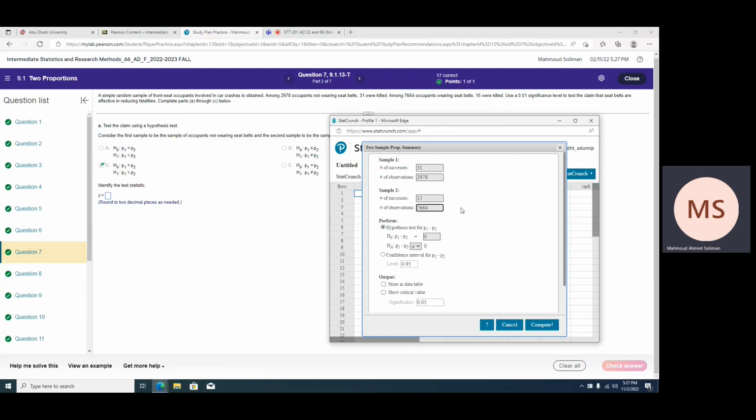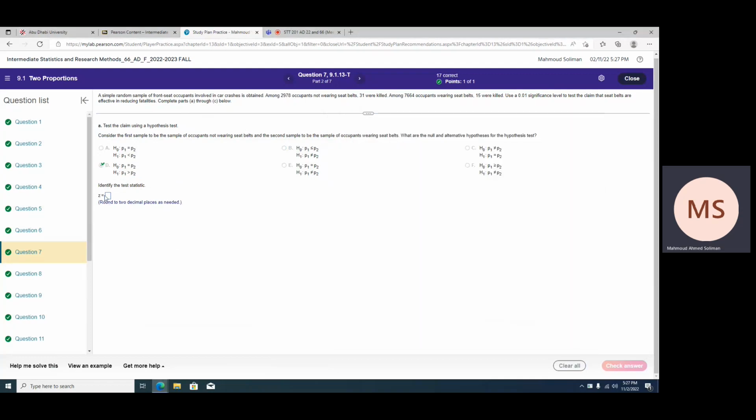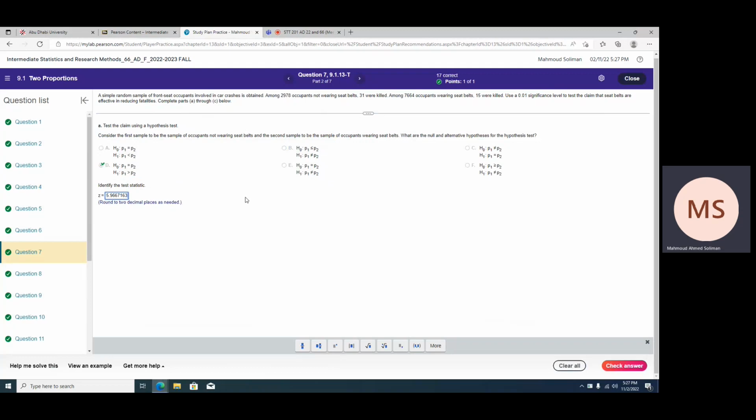Okay, next. We'll change the symbol to more than. And then we'll compute. We have this stat. Wait, for example, it's not wearing seatbelts, yes? Yeah, not wearing seatbelts here. So it says P1, yes, the people not wearing seatbelts. Yeah, because it says here, look: first sample to be the sample of occupants not wearing seatbelts.